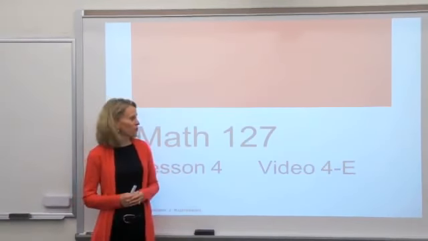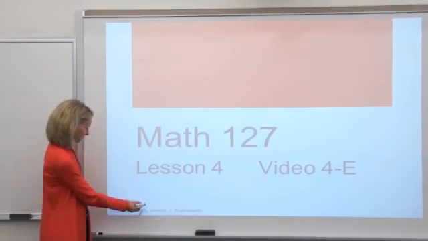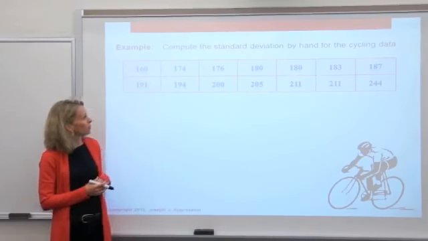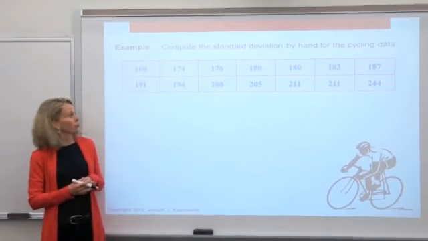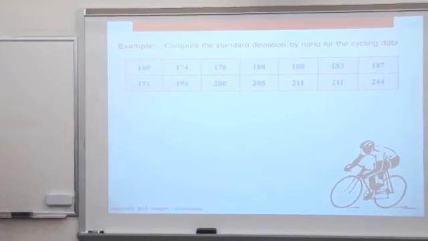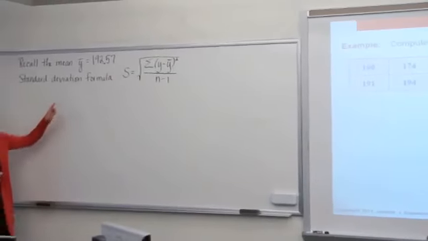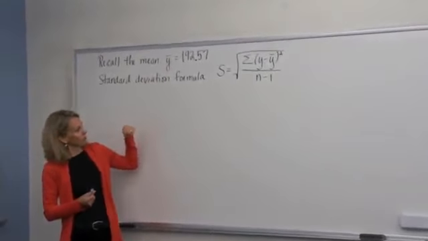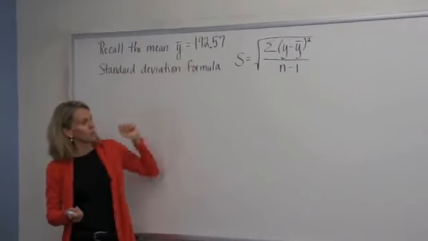Today we're going to look at video 4E on computing the standard deviation by hand. So we return to the cycling data example. We've looked at this data set before, and we're going to compute the standard deviation by hand. One of the things that we'll need is the mean. I trust that you recall that we added up the observations and divided by the number of observations that we had to compute the mean.